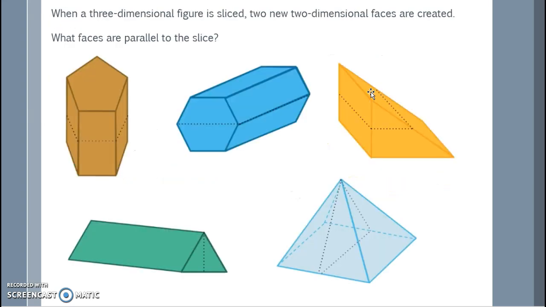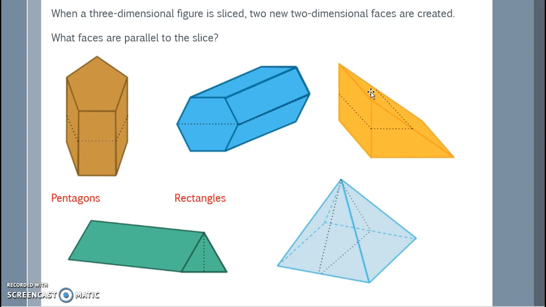When a three-dimensional figure is sliced, two new two-dimensional faces are created, one on the bottom and one on the top. What faces are parallel to these slices? If I were to slice on the dotted line. So if I were to slice this first one here, the pentagon would have a pentagon on the top and a pentagon on the bottom.